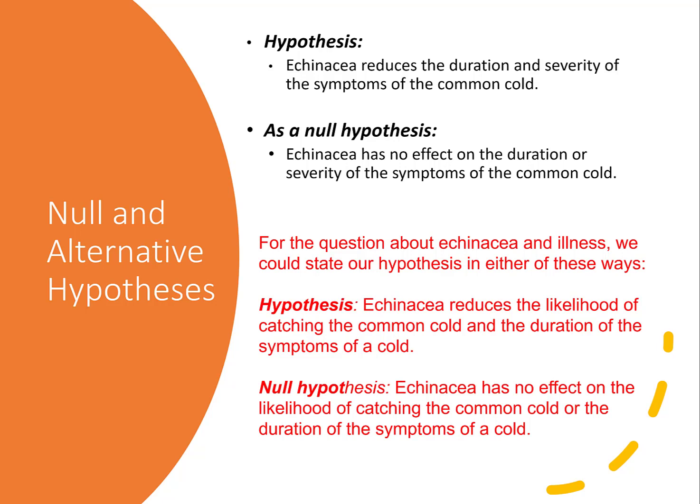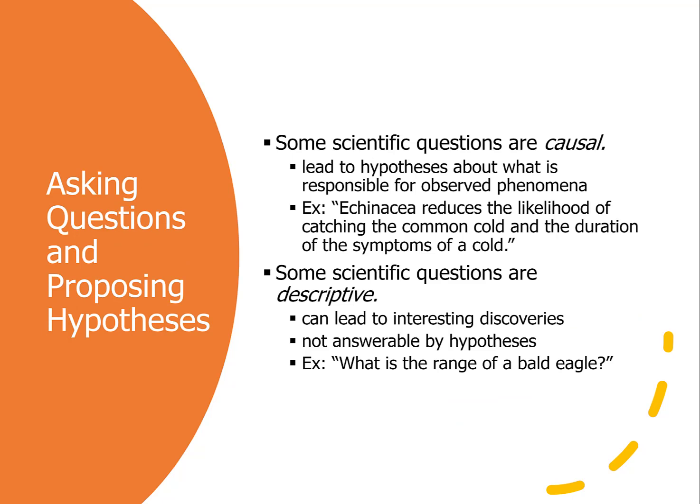The hypothesis is that it reduces the likelihood of catching the cold. The null hypothesis is that echinacea has no effect. So those are the sort of angles that we're looking at when we do the experiment.